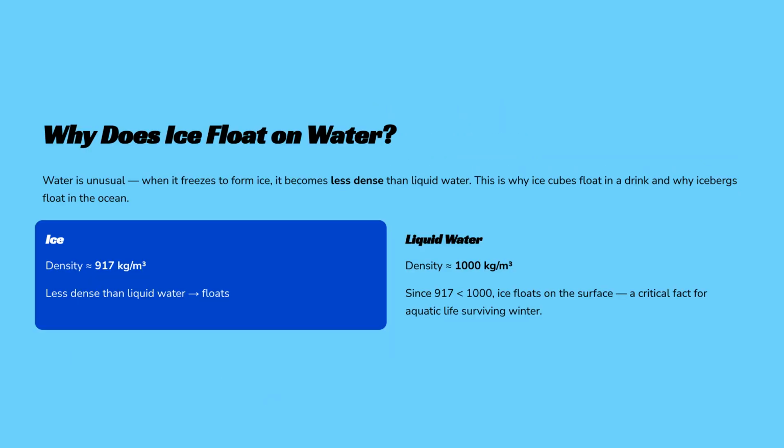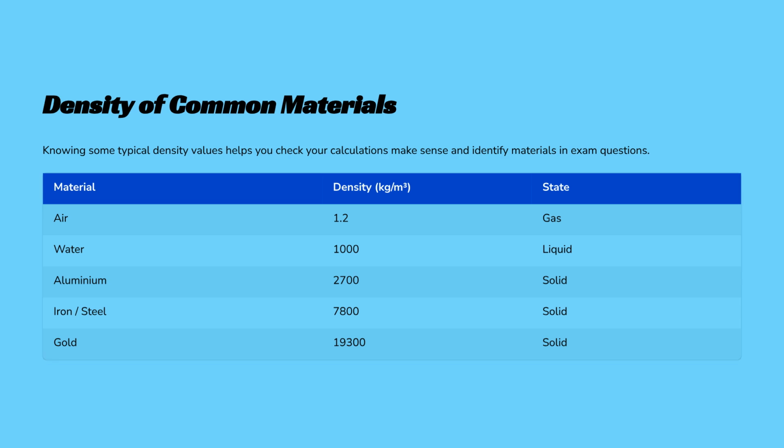Water is unique because its solid form, ice, is actually less dense than its liquid form. This property allows ice to float on top of water, which is a crucial factor in the survival of aquatic life during winter months. Familiarizing yourself with the density of common materials can help you check your work. These reference values allow you to verify if your calculations are realistic and help identify materials when working through exam problems.